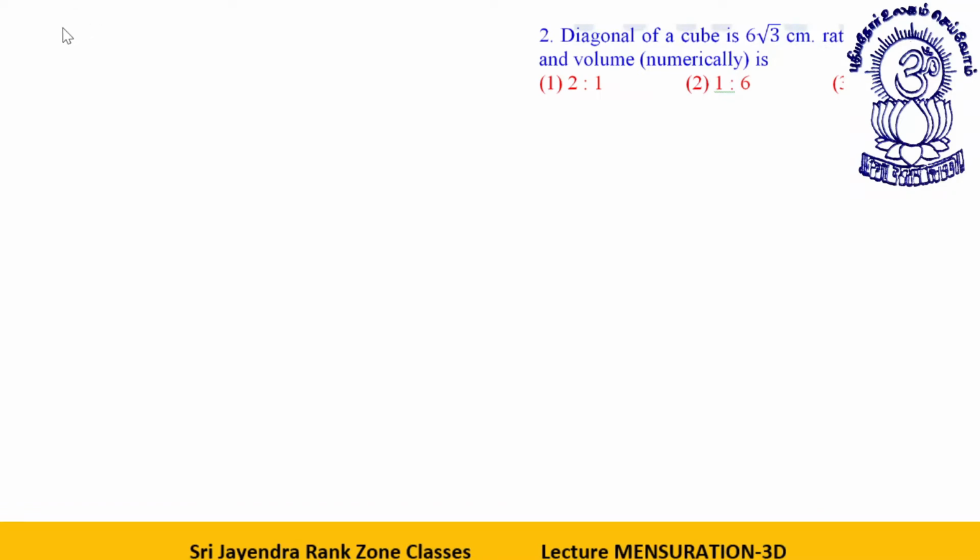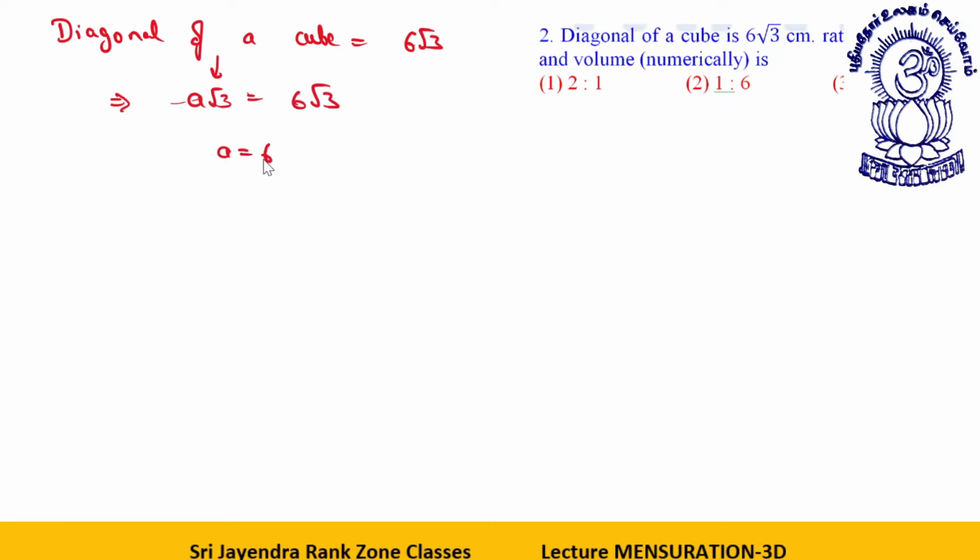Diagonal of a cube. We know diagonal of cube is given to you as 6 root 3. What is the diagonal of a cube? Just 1 minute ago I discussed this. a root 3. So a is equal to 6. Ratio of its total surface area and volume is? Now, what do we need to find? We need to find surface area upon its volume.